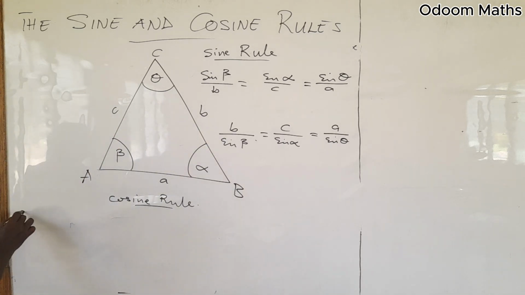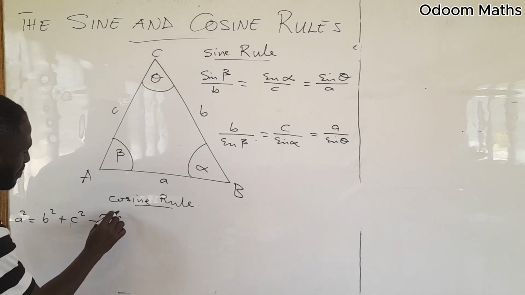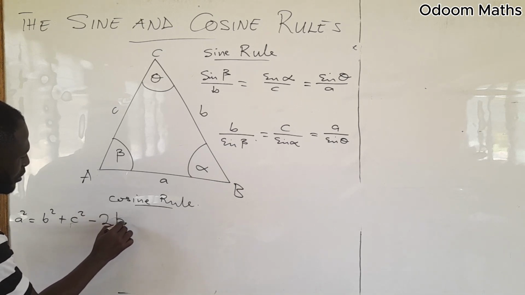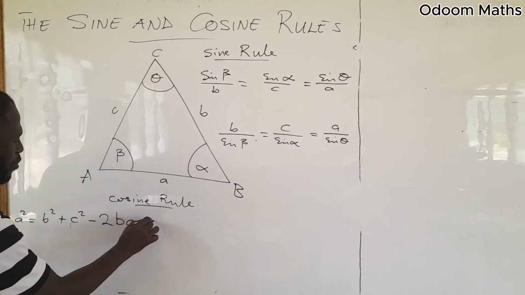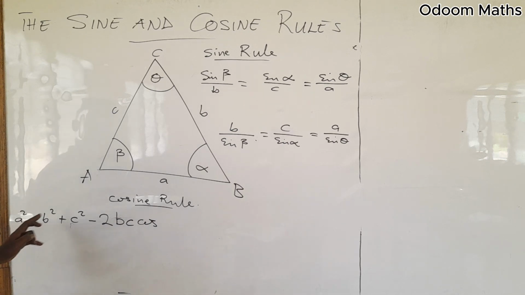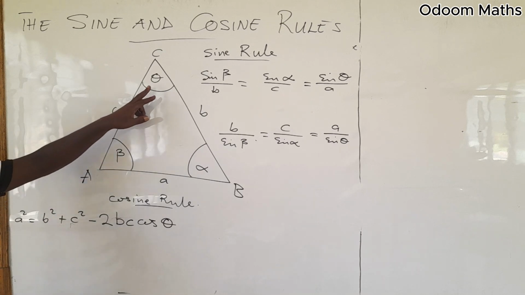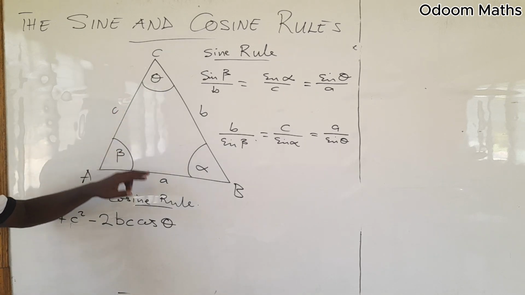So A squared, that is looking for side AB. A squared is equal to B squared plus C squared, minus 2BC, then cos. Please, A faces theta, so cos theta. A faces the angle theta.